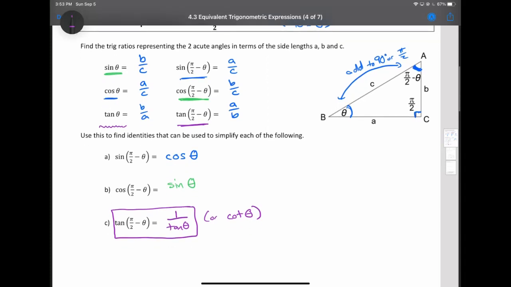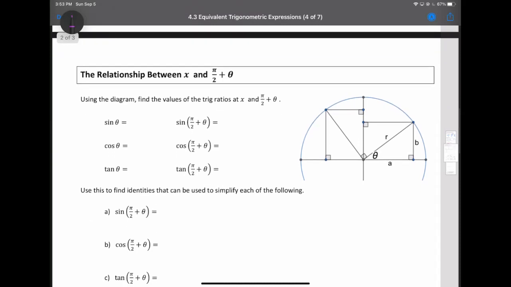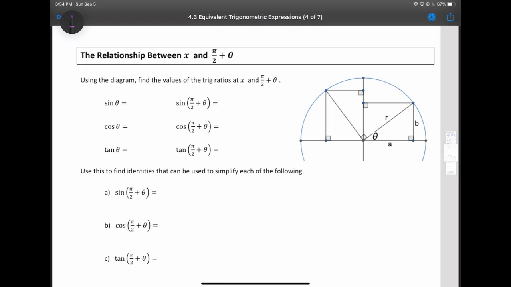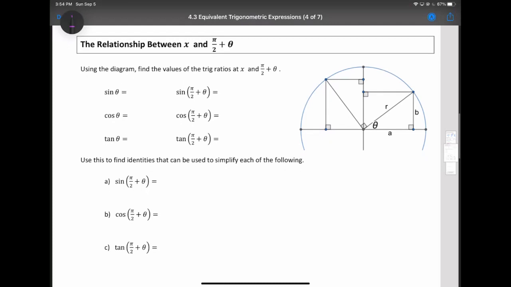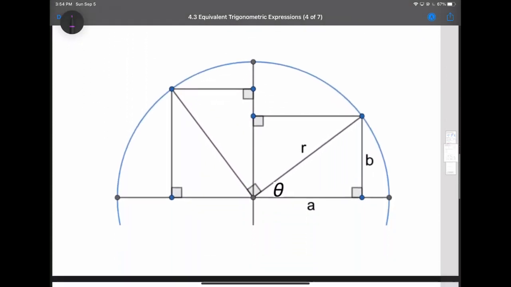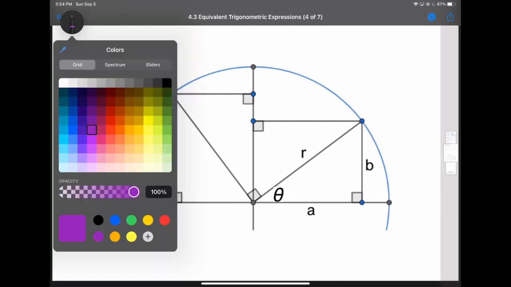Okay, that's kind of cool. Well, what about if we want to look at the relationship between x and pi over 2 plus theta? That brings us to this diagram here. I'm going to give you about 5 seconds to look at that diagram before you start bleeding out your ears, because it is confusing. But I'm going to try and justify it, and I actually made a bigger version down here that we can look at a little closer. This is the same diagram. I just want to focus on the diagram without actually worrying about what we're doing with it, and we'll do that later.